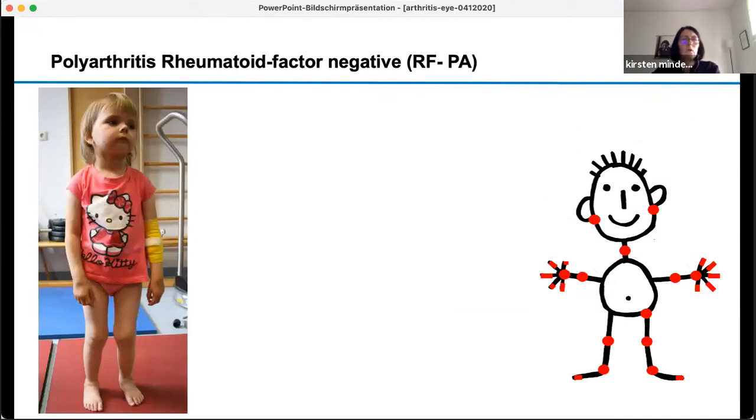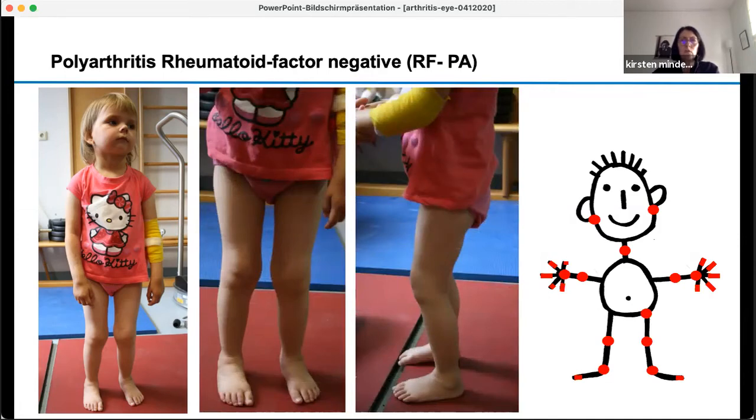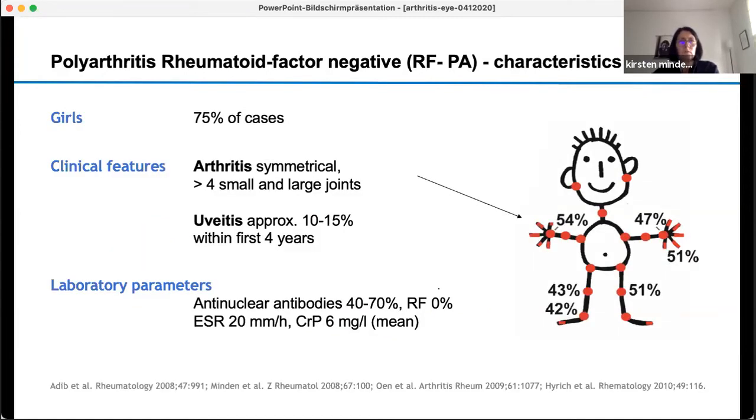So the second most common form of JIA is rheumatoid factor negative polyarthritis. And as the name implies, many joints are already affected at the beginning of disease, as in this girl. And you can see the considerable swelling on the back of her hands due to tenosynovitis and the flexed positions of elbows, hips, and knees due to arthritis. Apart from the number of joints affected, polyarthritis is no different from oligoarthritis. It also typically begins in early childhood and also affects mainly girls. And here, a symmetrical arthritis can often be seen involving the small and the large joints. And the inflammatory parameters can be completely unremarkable even in patients with polyarthritis, which one might not expect.